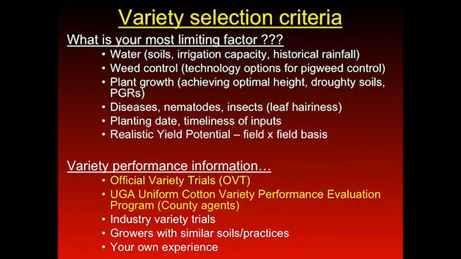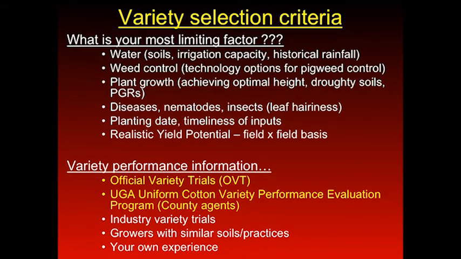Now, most commonly, we tend to think water is going to be our most yield limiting factor, but it could be a number of other things like weed control. If you have a pigweed situation that's out of hand, you're probably looking more towards technology options driving your variety selection process. Several things, leaf hairiness.